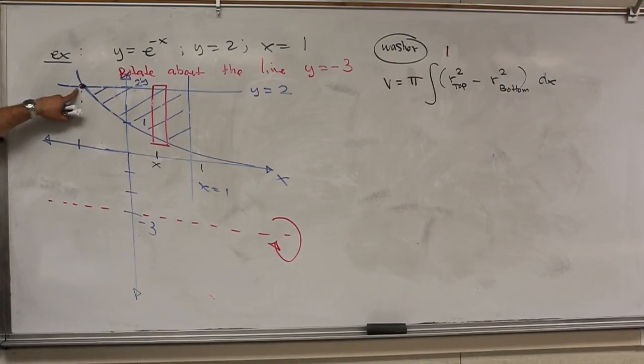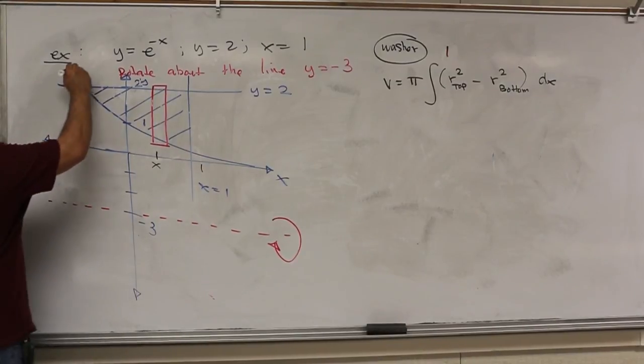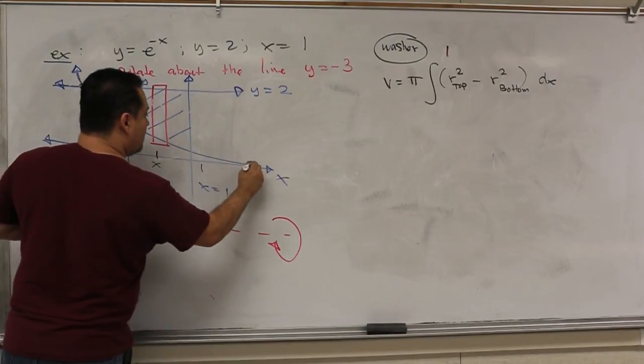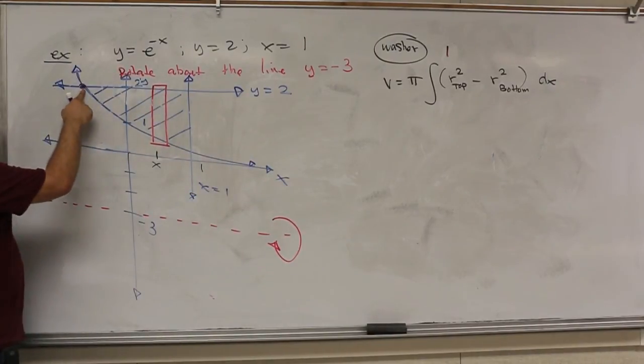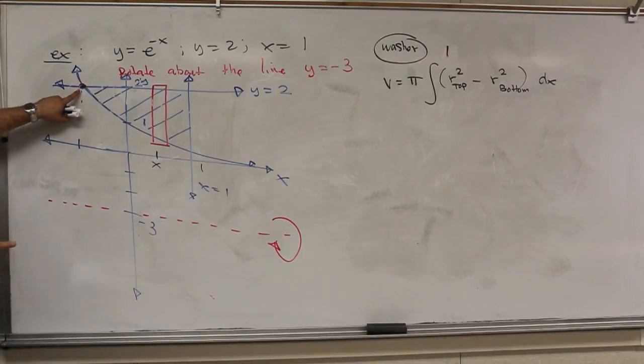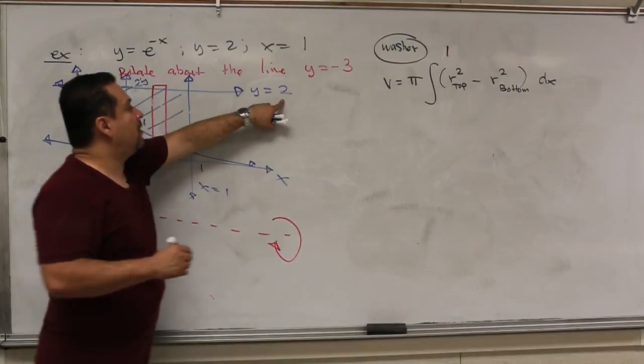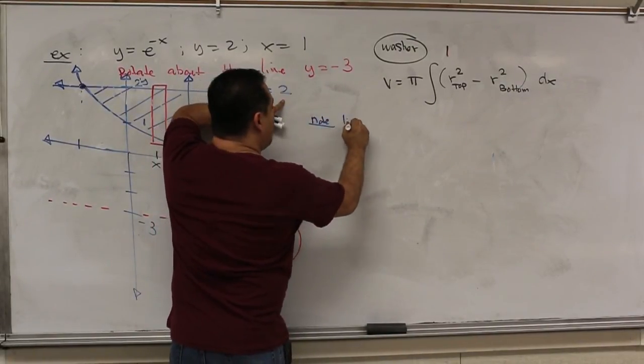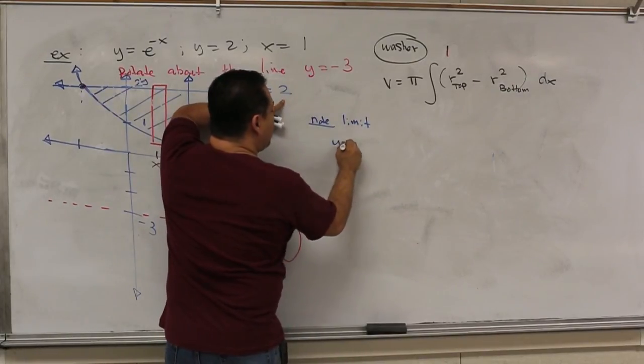How do we find that value? What do you guys think? What do you guys notice about these curves? These are curves that have intersected each other. How do you find points of intersection always? You set your y values equal to each other. Is that right? What's one of the curves? y is 2. So in other words, for this limit here, we have to find the lower limit. y is 2. We know that.